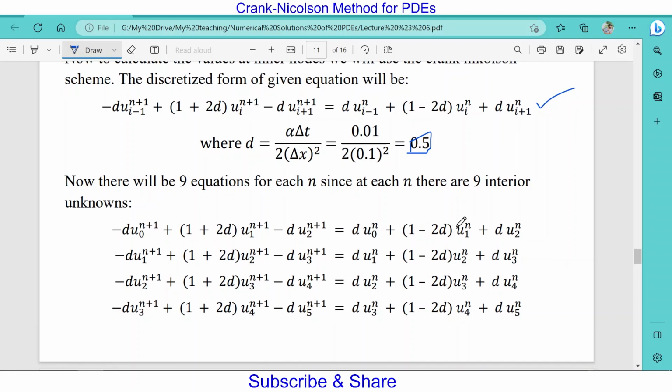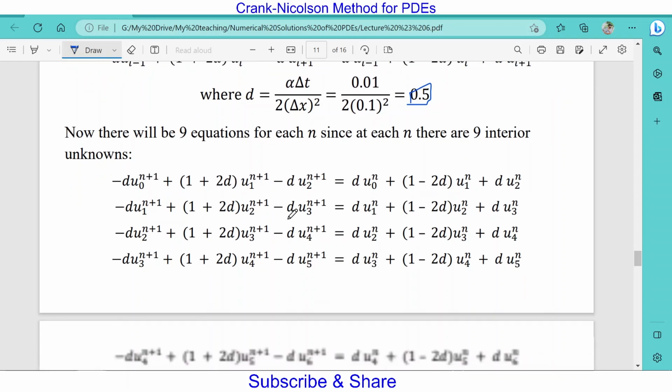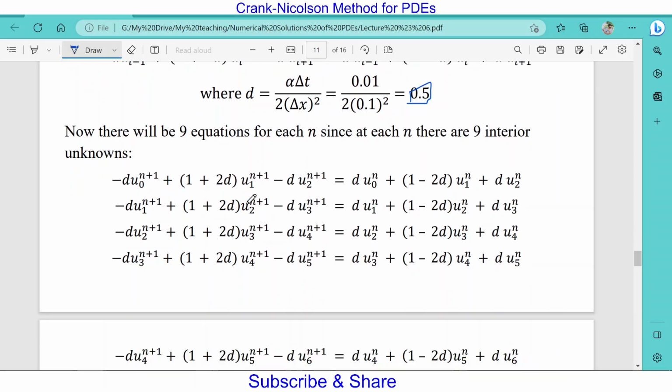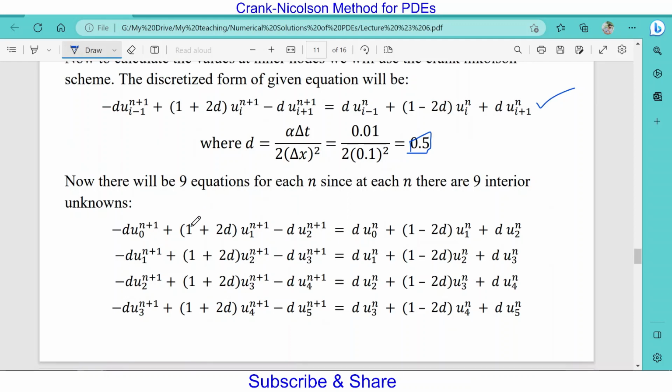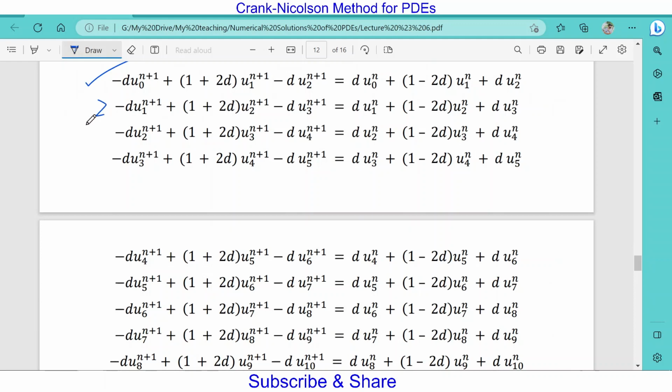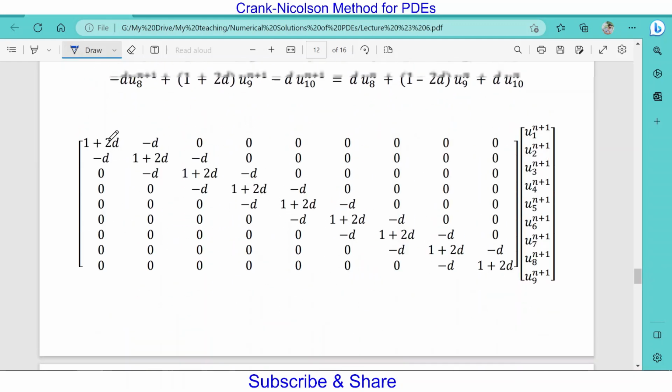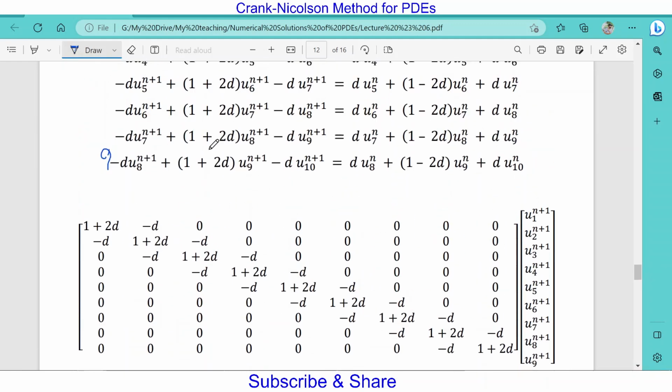Now there will be 9 equations, because there are 9 inner nodes. Since there are 9 interior unknowns, we will form these 9 equations by substituting i values in this Crank Nicolson scheme. We will start with i equal to 1, and go till i equal to 9 to get these equations. For i equal to 1, this is going to be the first equation, then 2, 3, and 4, and the last will be at i equal to 9.